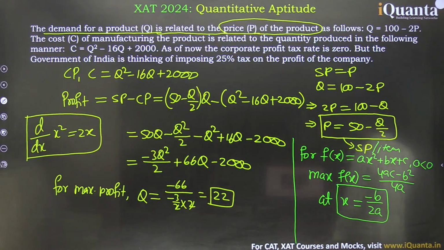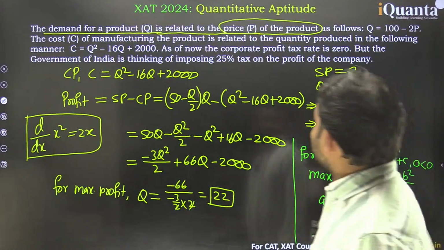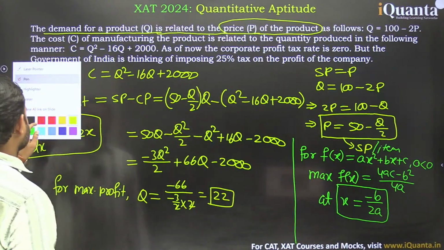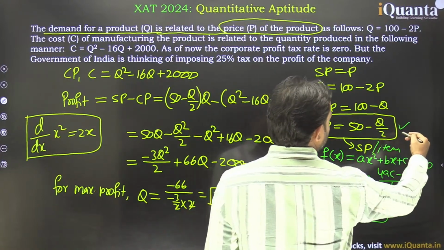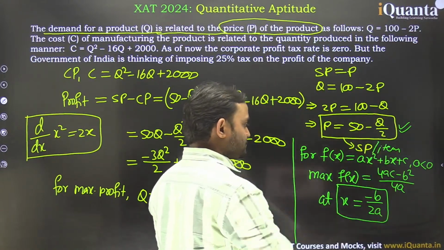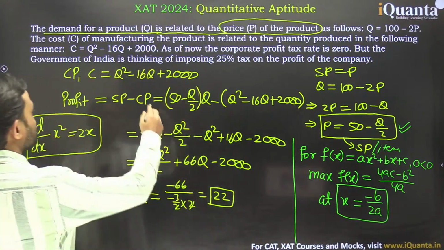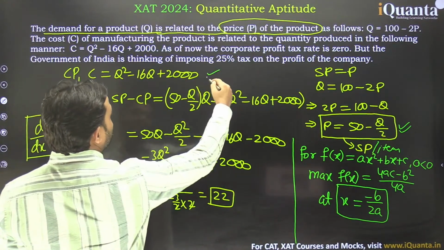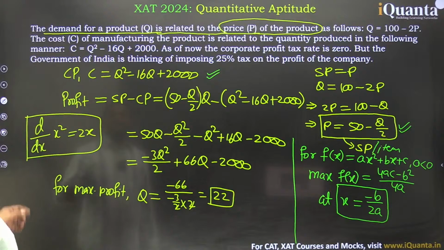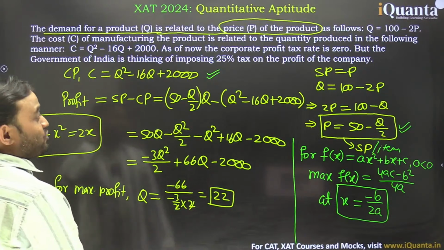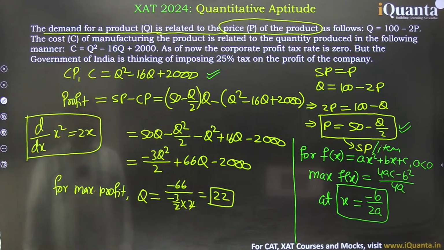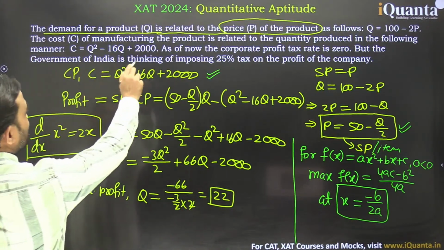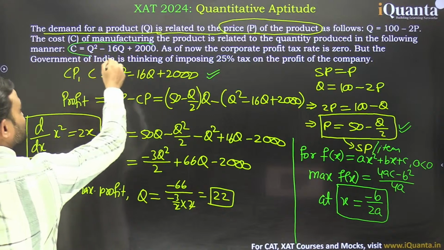Jayant, first we need to find the selling price in terms of Q. The selling price per item will be this, and the overall cost price has been given, right? It says the cost of manufacturing the product is related to the quantity produced in the following manner. So C depends on Q. So this is the total cost price.